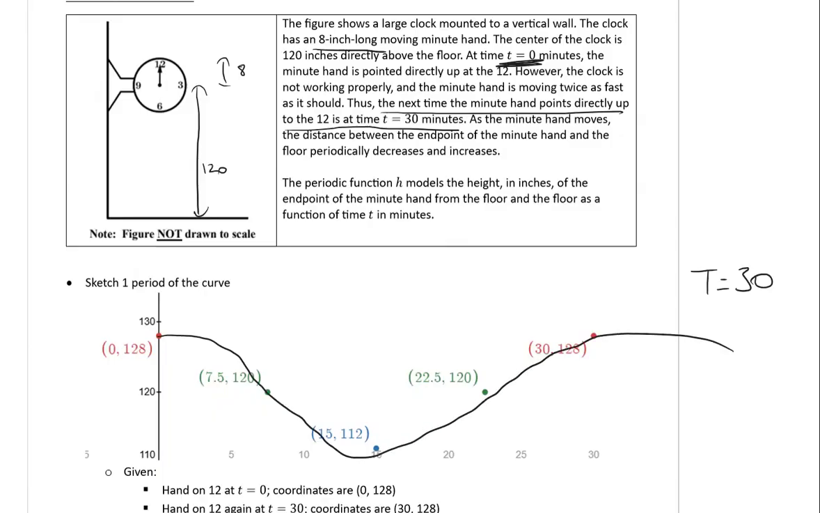And then we'll continue on, okay? So we drew these 5 points. Now let's start getting the parameters. Well, I already got that period is 30.